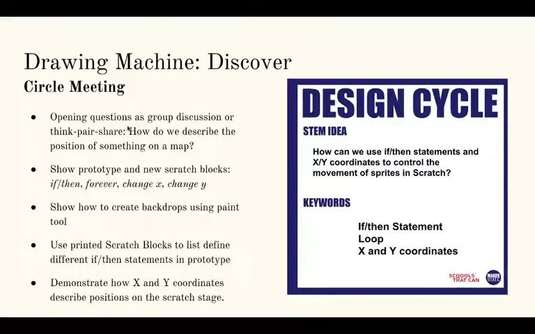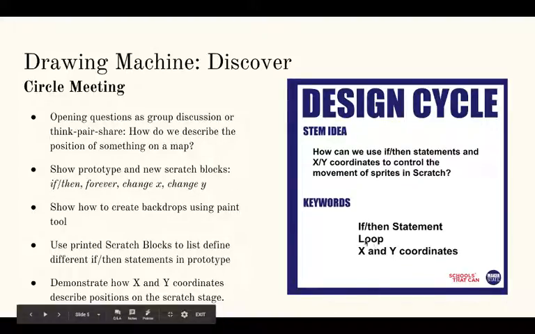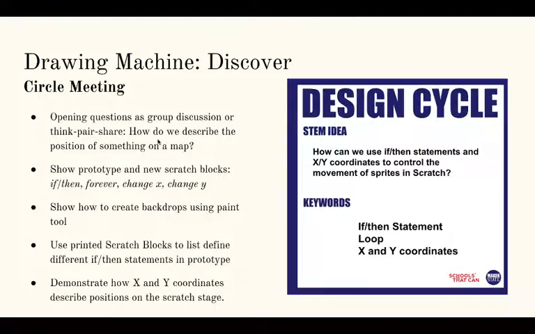So this is a good opening question. How do we describe the position of something on a map? That's a good opening question to get your conversation started. And you can use that either as a group discussion or as a think, pair, share. And hopefully you can use that to lead yourself towards a place where you can talk about some of your keywords, including your X and Y coordinates. And so again, your X coordinate is just your position left or right of the center of the stage in this sense, and your Y coordinate is your position above or below, right?